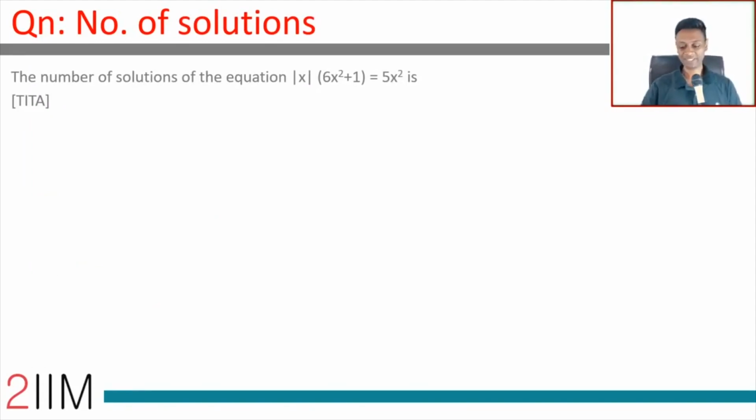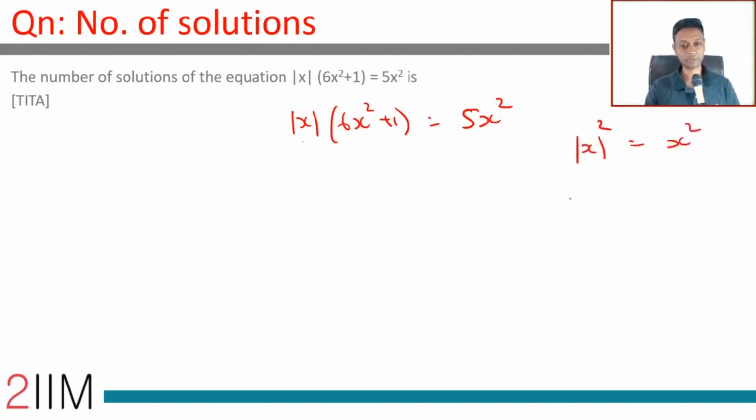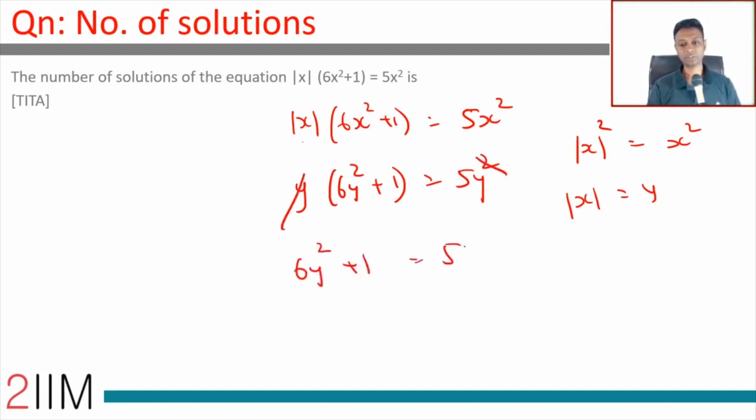Fine, so I'm going to do this. I'm going to say mod x into 6x square plus 1 is 5x square. We have mod x and x. Remember, mod x whole square is same as x square. I'm going to say mod x equal to y. So call this as y. 6y square plus 1 equals 5y square. x square is mod x a whole square. So this way we can cancel a y. 6y square plus 1 is 5y. 6y square minus 5y plus 1 equal to 0.